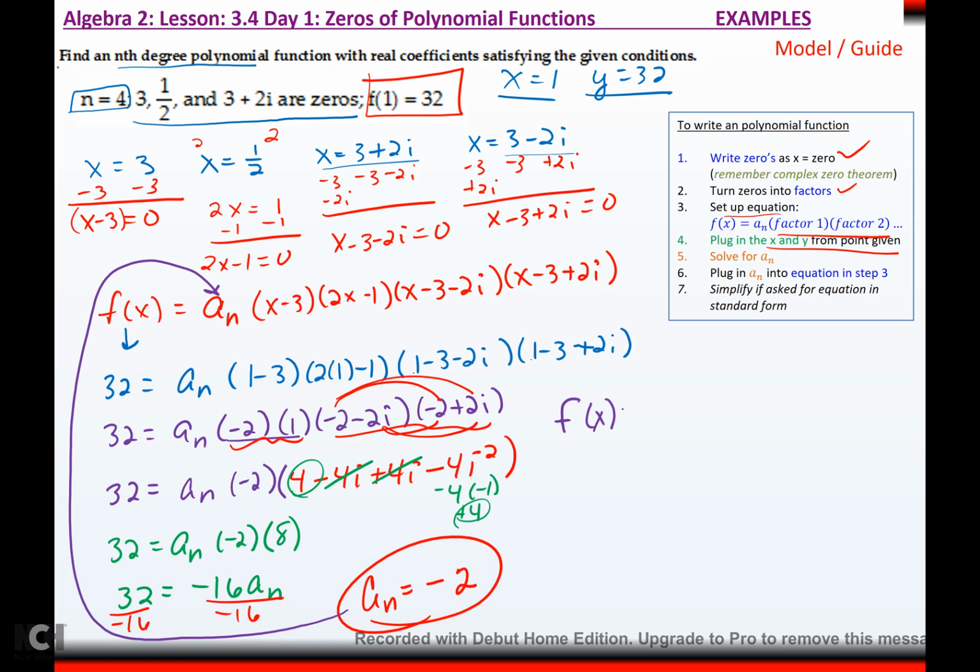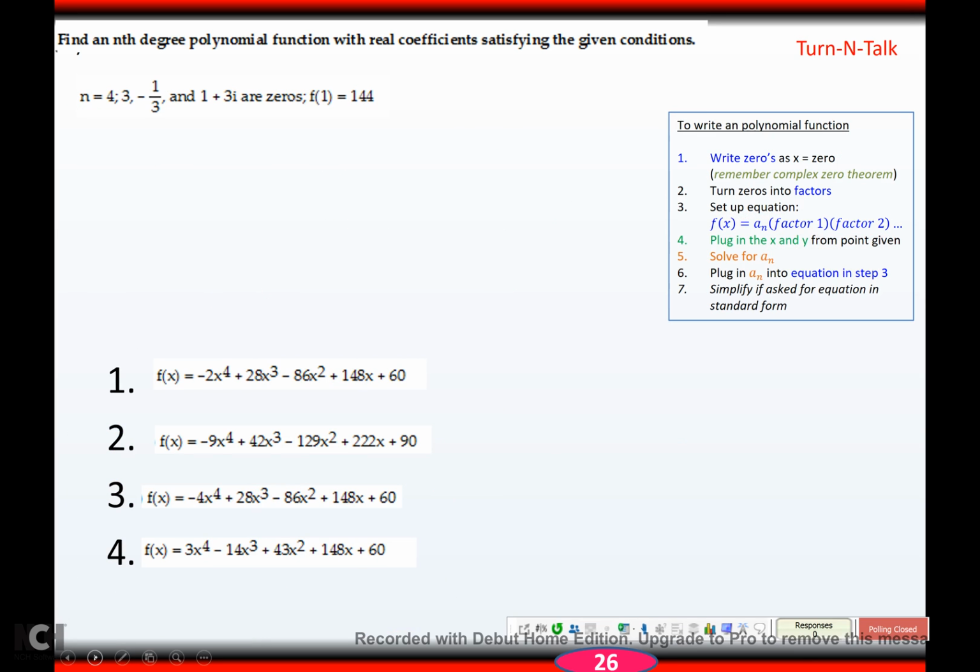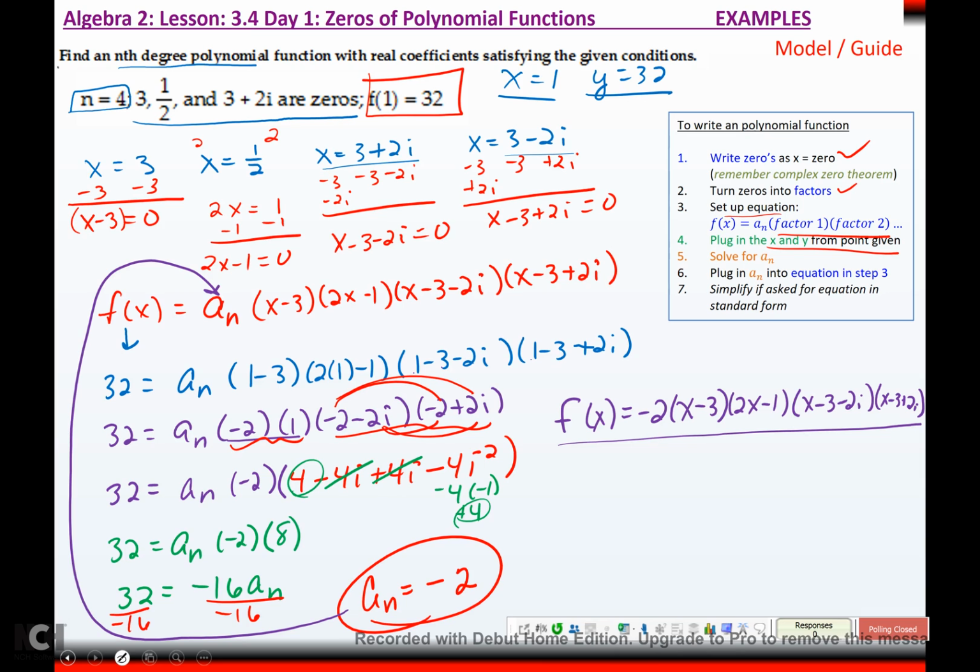So my function is negative 2 times x minus 3 times 2x minus 1 times x minus 3 minus 2i times x minus 3 plus 2i. Now, there's my function. Now, if they want that in standard form, you're going to have to multiply all of that together. And I don't think that they're going to make you do that. Alright. Yes, they are. Never mind. Alright, so we're going to have to multiply all this together.